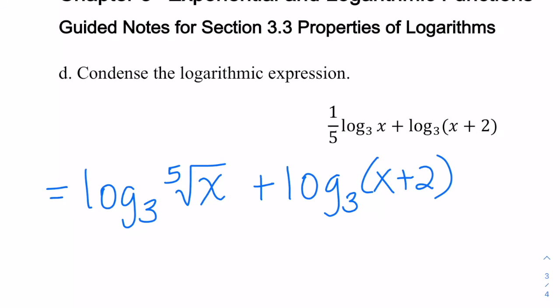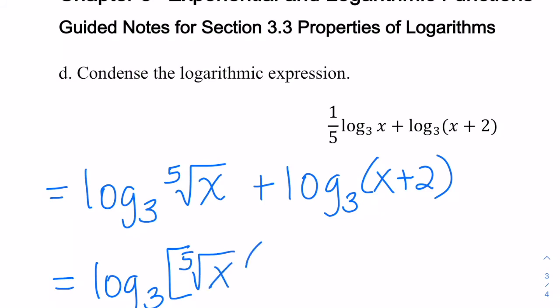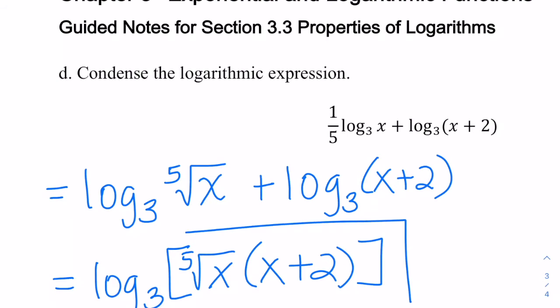Now since they're being added, when they combine, it will be a product. So this is the 5th root of x times (x plus 2). And that's one logarithmic expression.